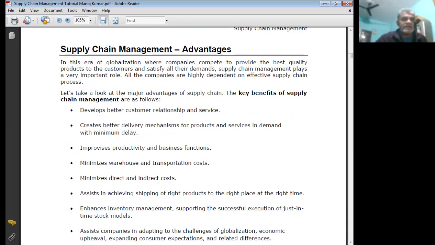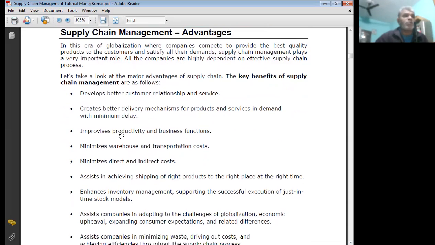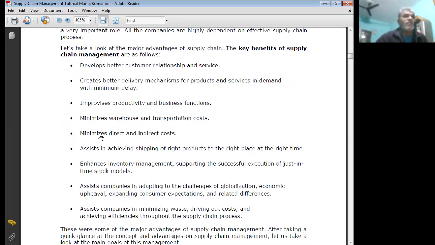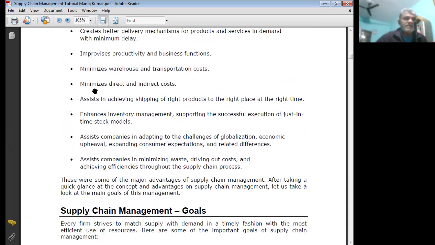Develop better customer relationship and service. Creates better delivery mechanism for products and services in demand with minimum delay. Improves product and business functions. Minimizes warehouse and transportation cost. Minimizes direct and indirect cost. This is one of the best advantages, which minimizes the direct cost and the indirect cost. Hence, the economy becomes stronger if you implement the supply chain in your company.